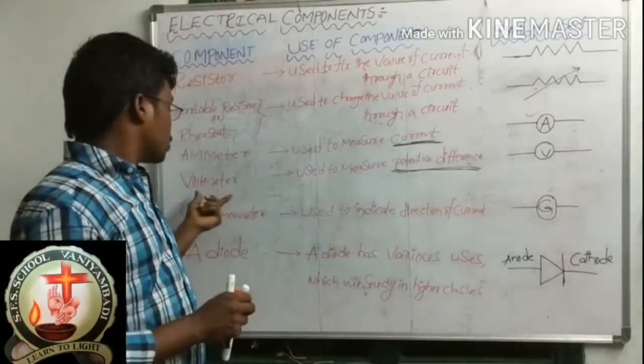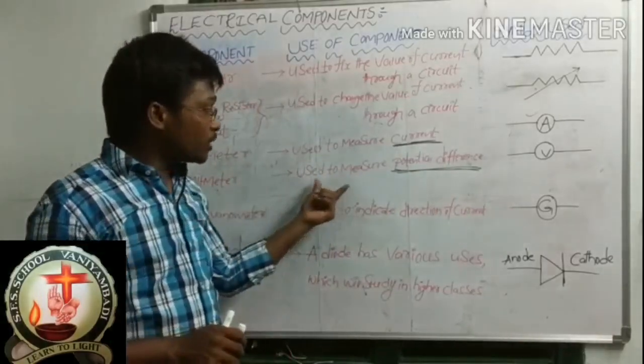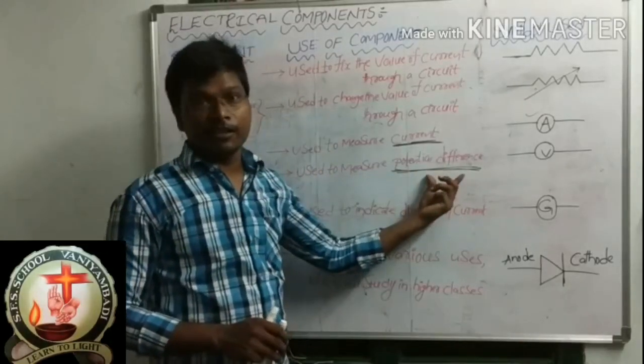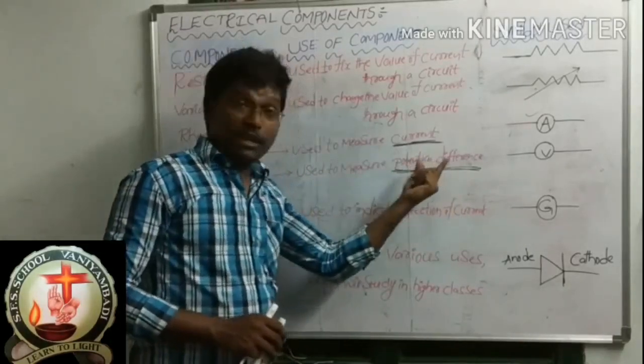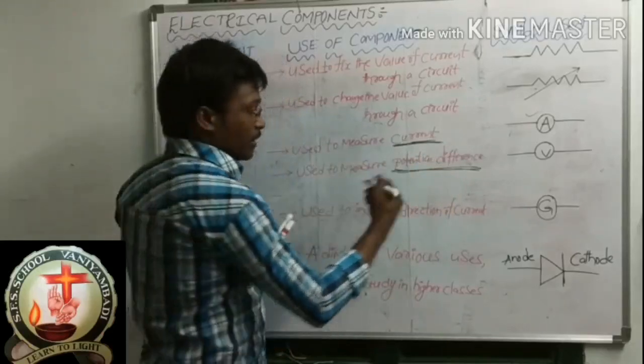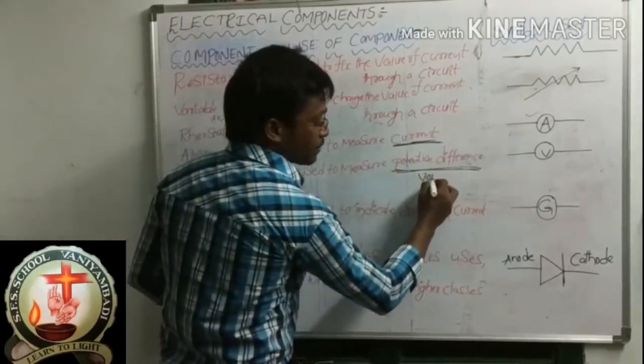So what is the use of this voltmeter? Used to measure potential difference. The other name of the potential difference is voltage. What is that? Voltage.